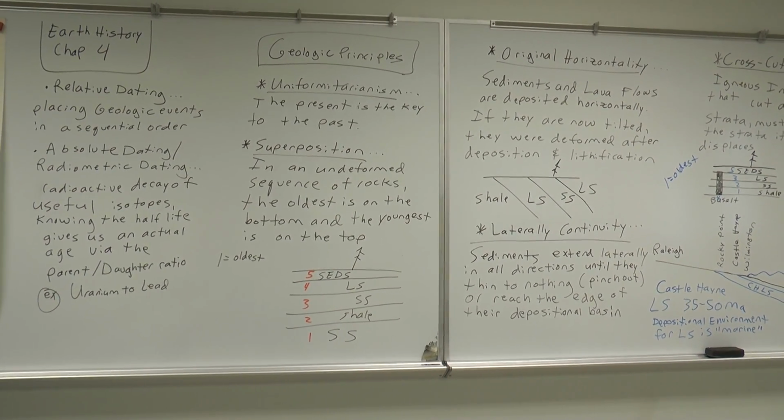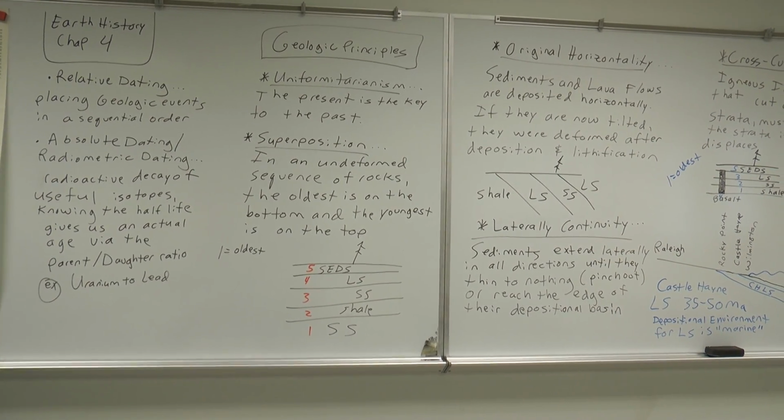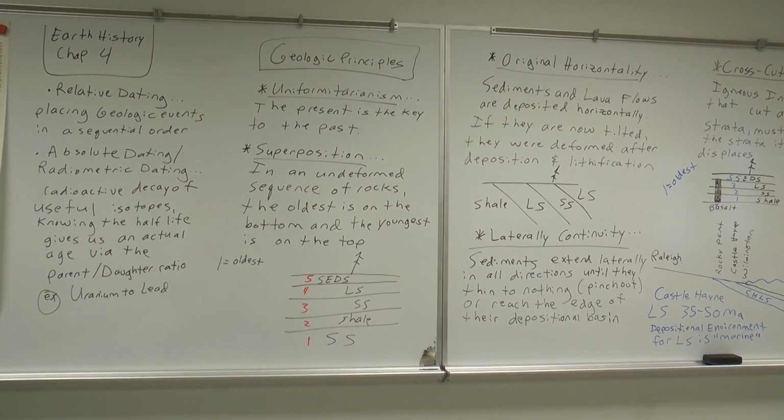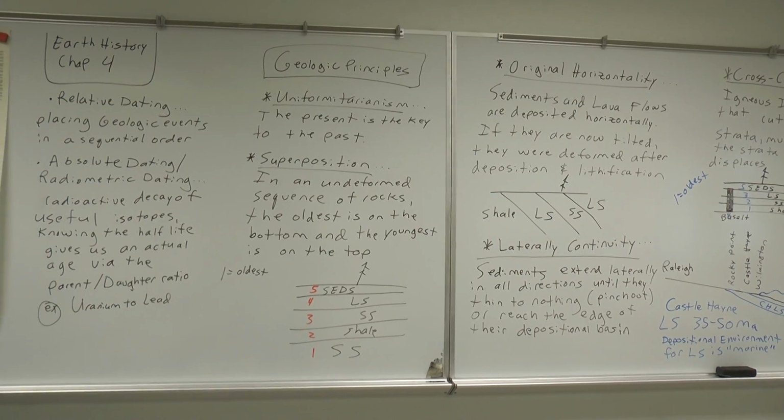We know the sandstone was there before the shale was deposited on top of it. So the shale is the second oldest, the sandstone's the third oldest, the limestone's the fourth oldest, and the sediments on top are indeed the youngest.